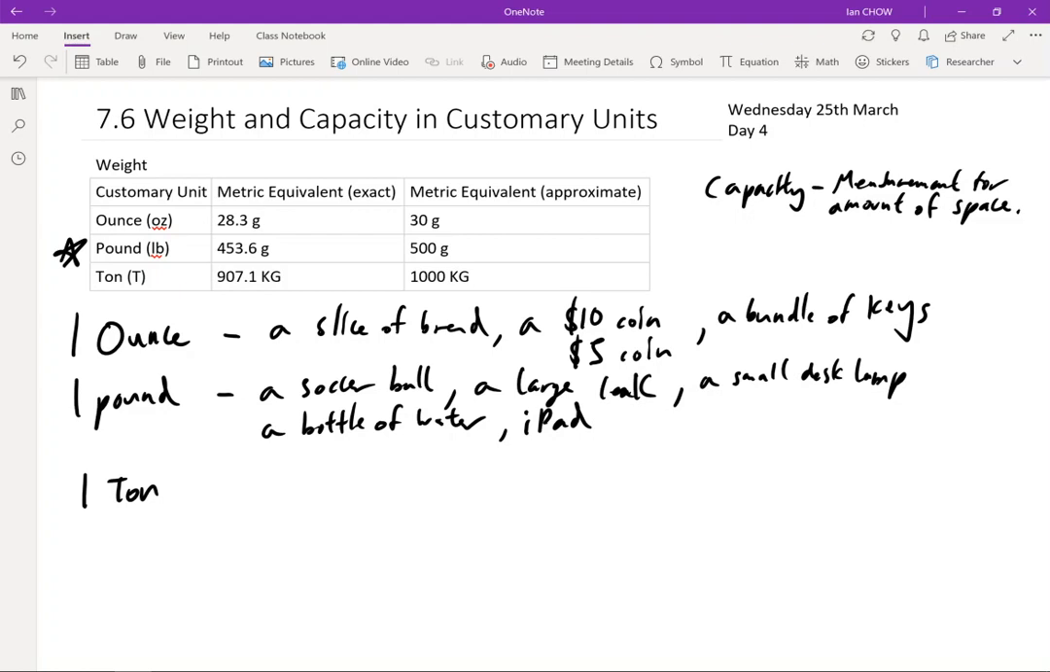Most people can probably lift up, like those weightlifting people, the small weightlifting dumbbells are maybe like 4 kilograms, maybe 8 kilograms. That's pretty heavy already. And so 900 kilograms, that's super heavy.